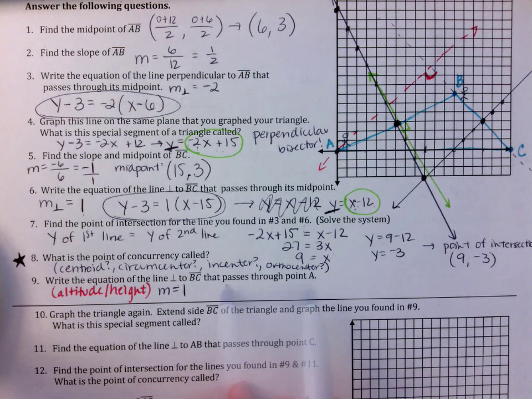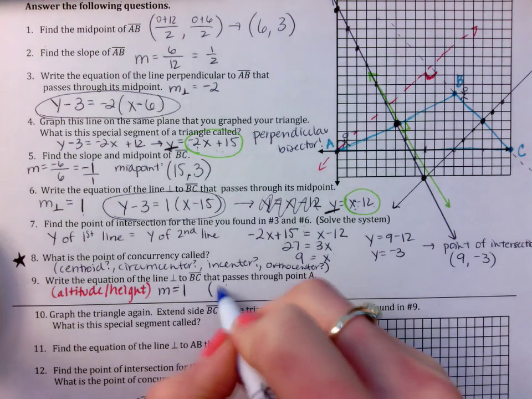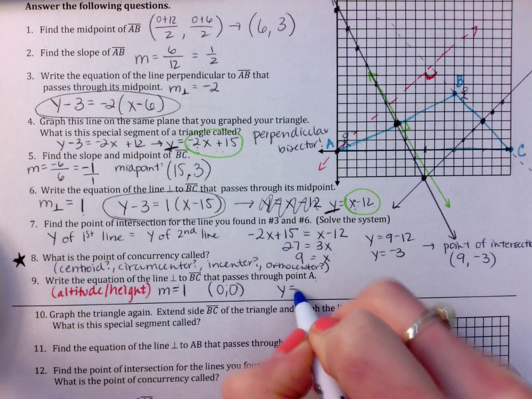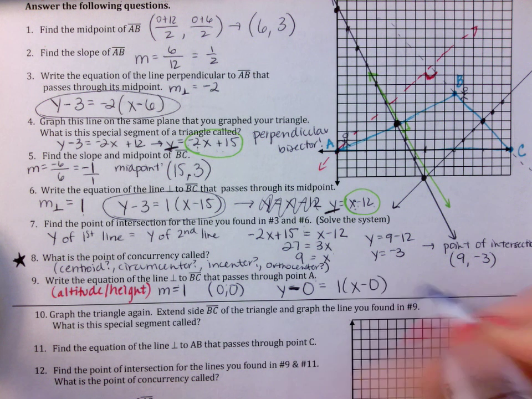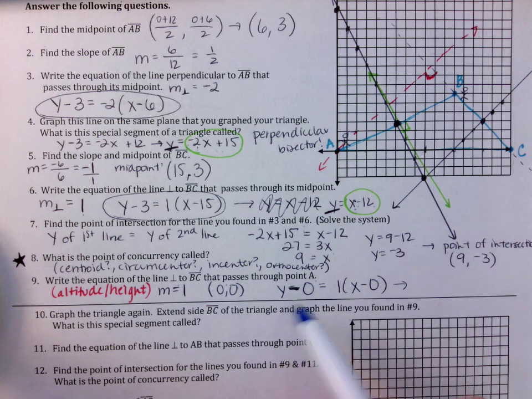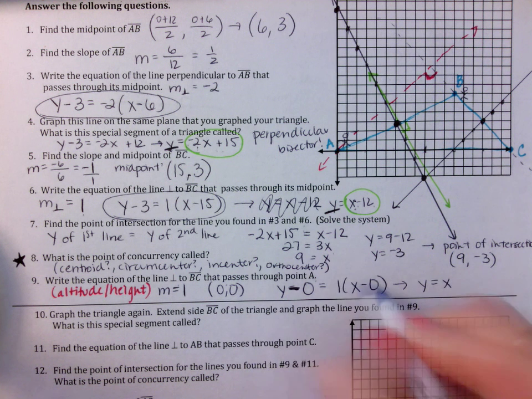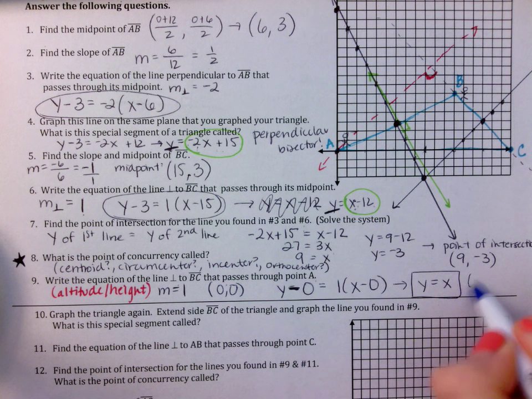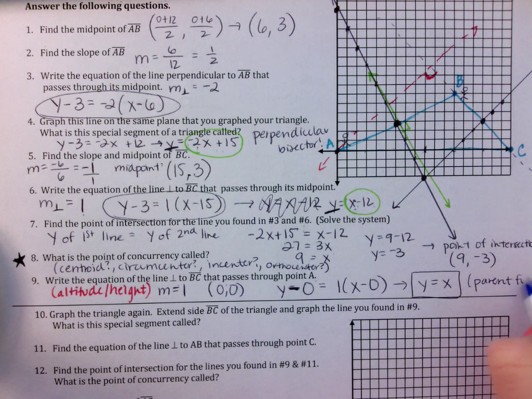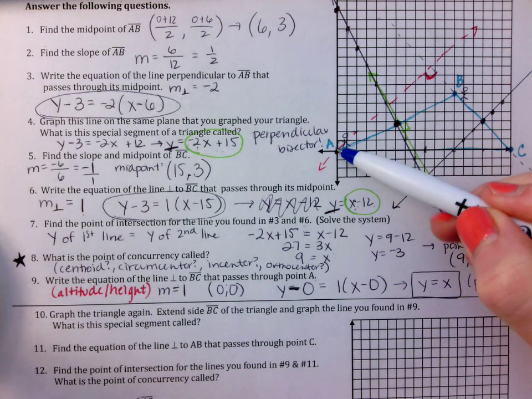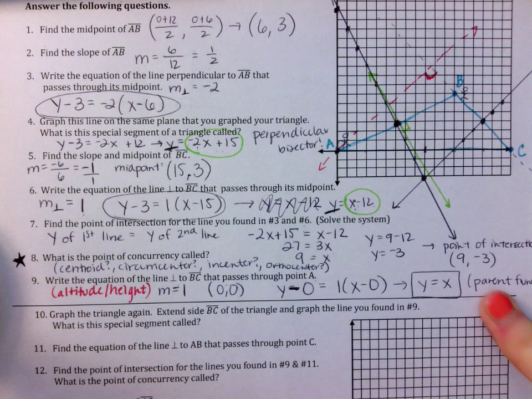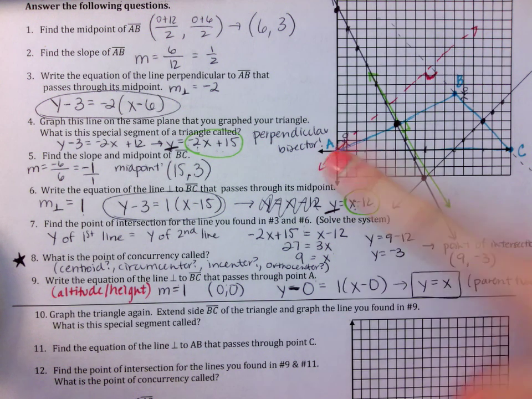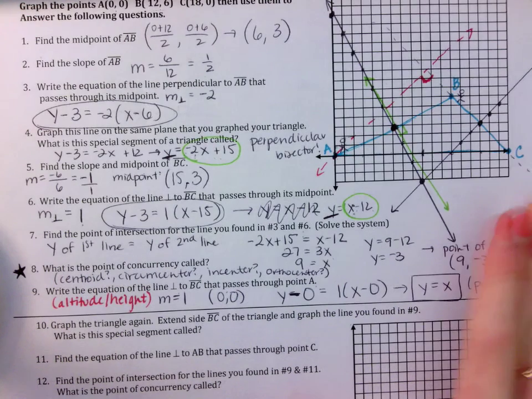And then we want to pass through point A. Point A up at the top is 0, 0. We get y minus 0 equals 1, x minus 0. If I simplify that, I get y equals x. If you remember, that is the parent function of any line, and it's just up 1 over 1 starting at the origin. Pretty cool. You don't actually have to know that that's the parent function, but it's interesting that the altitude for this triangle would be the parent function.